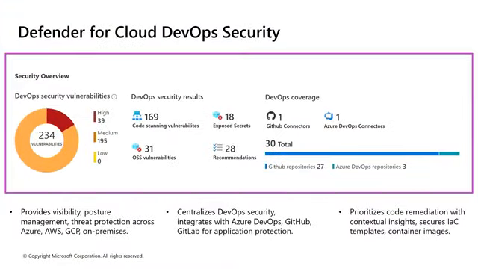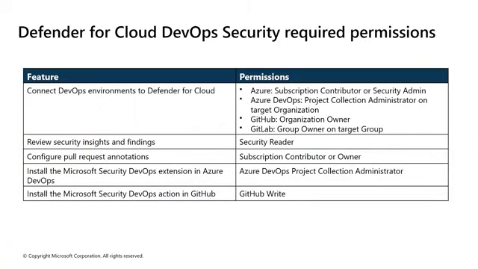Adopting a shift-left security approach means integrating security practices early in the development lifecycle. Defender for Cloud supports this by providing tools for secure coding, automated testing, and continuous monitoring. Different permissions are required for various features. For example, to connect DevOps environments to Defender for Cloud, you'll need subscription contributor or security administrator permissions for Azure, project collection administrator for Azure, organization owner for GitHub, or group owner for GitHub.